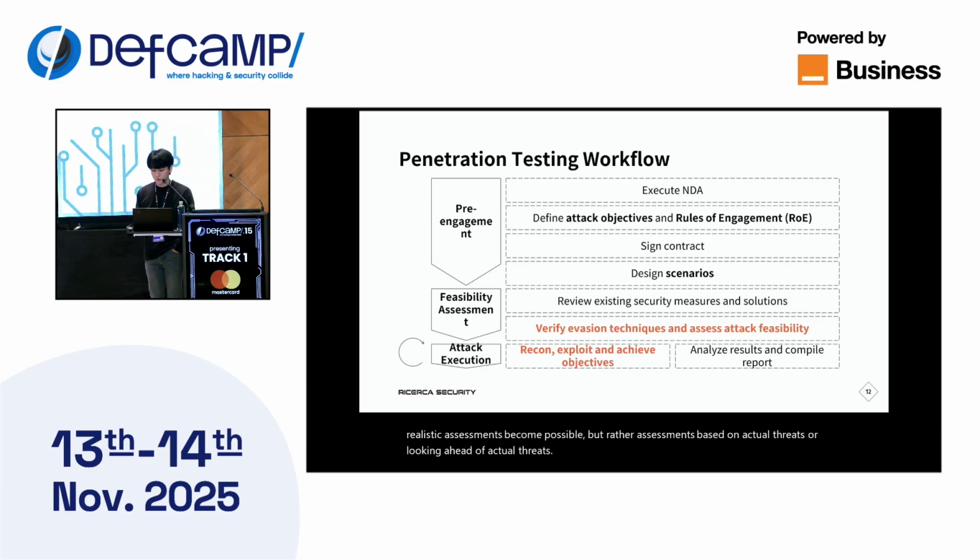Our pen test proceeds with this workflow. In the pre-engagement phase, we execute NDAs, we define attack objectives, attack goals, and rules of engagement, and then we sign contracts. After this, in the feasibility assessment phase, we design scenarios, review existing security measures such as EDR, verify evasion techniques, and assess attack feasibility. In the attack execution phase, we perform reconnaissance, execute attacks, achieve objectives, analyze results, and compile reports.